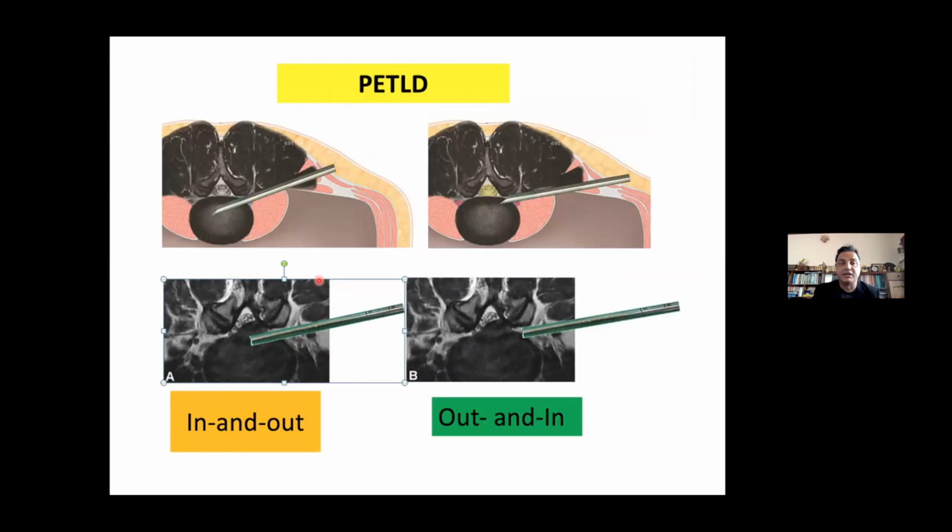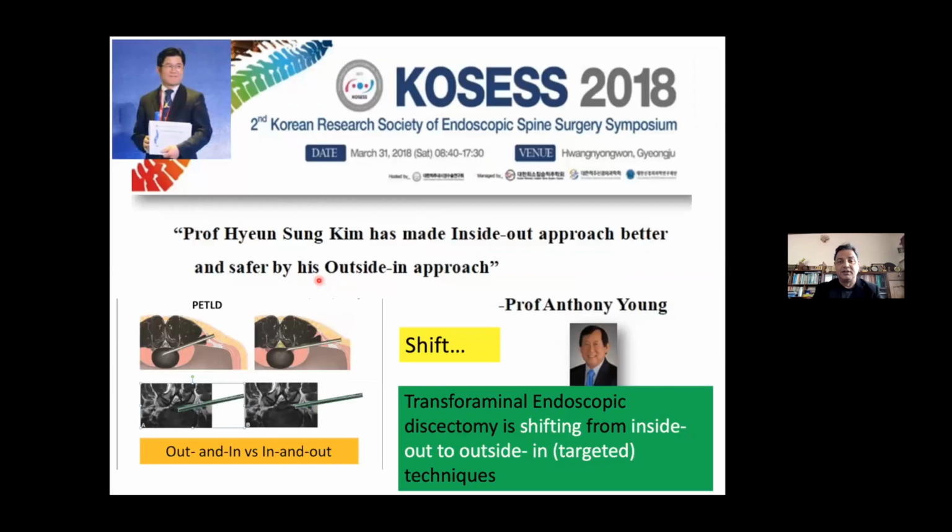There is a difference because in the in-and-out approach, we go directly into the disc, but in the out-and-in approach, we remain outside the disc and target the pathology only. So the difference is that in the in-and-out approach, there will be a big annular defect. The recurrence after discectomy will be higher with the in-and-out approach than with the out-and-in approach. And there is now a shift in transforaminal endoscopic discectomy from the inside-out to the outside-in approach.